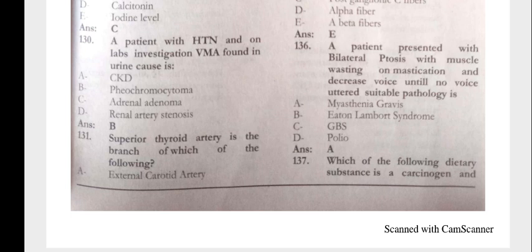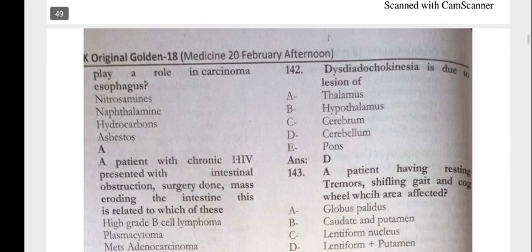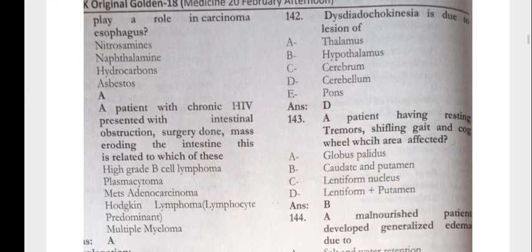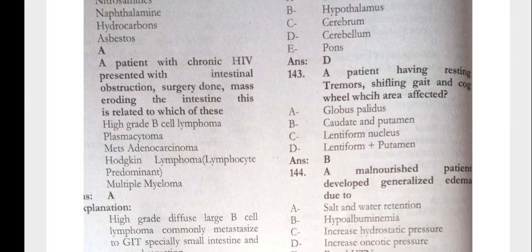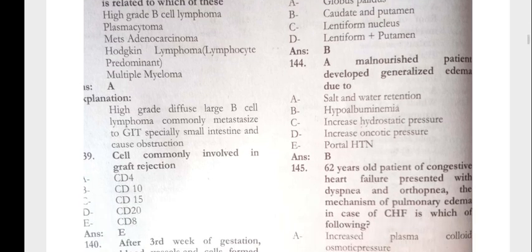The patient presented with the bilateral ptosis, the muscle wasting and mastication, decreased voice until no voice. What suitable pathology? Myasthenia gravis. Which of the following dietary substance, the carcinogen, plays a role in the carcinoma of the esophagus? The nitrosamines. The patient with the chronic HIV presented with the intestinal obstruction, surgery done, mass loading the intestine. This is related to which of the following? There is a high grade B cell lymphoma.